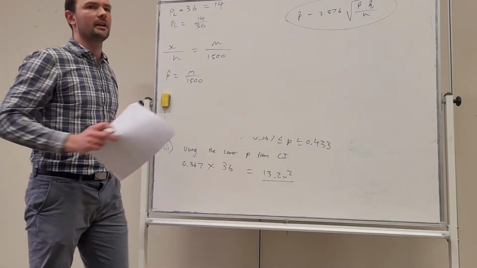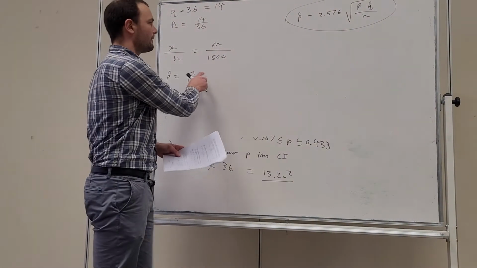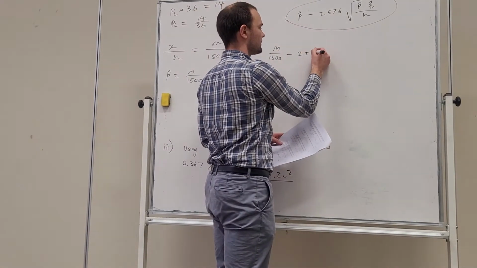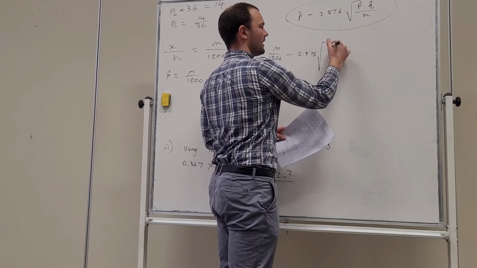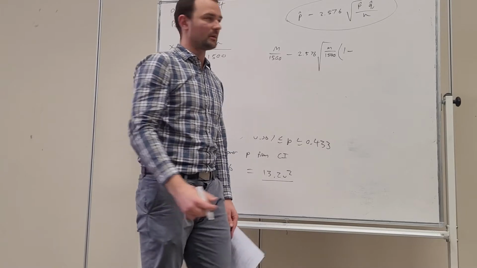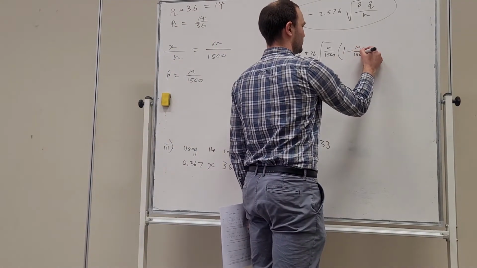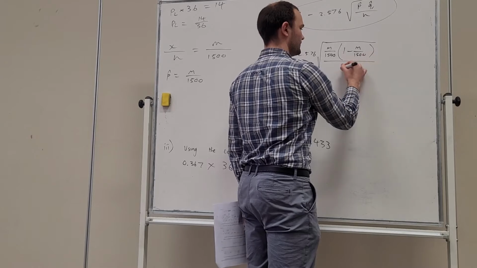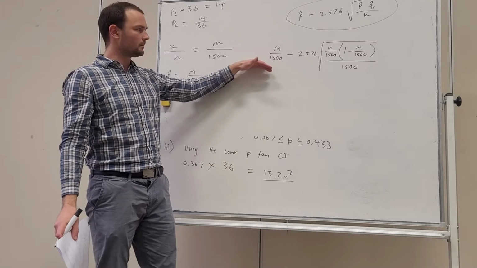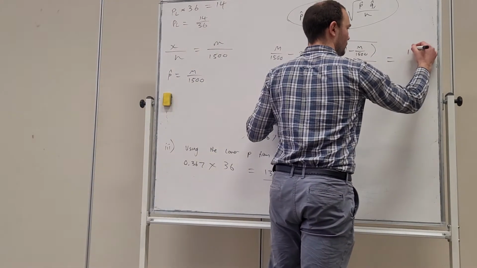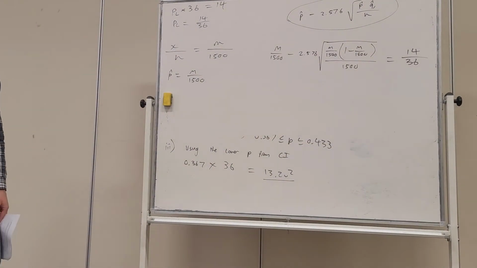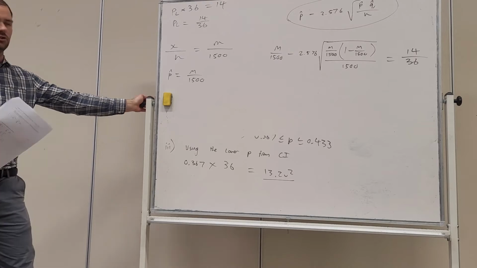Let's smash all of this together and generate an equation. So we're going to have M on 1,500 take away 2.576 times the square root of P hat, which is M on 1,500, times Q, which is 1 take P, so 1 take M on 1,500, all on top of N, which is 1,500. This describes the lower end of the confidence interval, and we know this has to equal 14 on 36, in order to be justified in claiming that the area is 14 units.